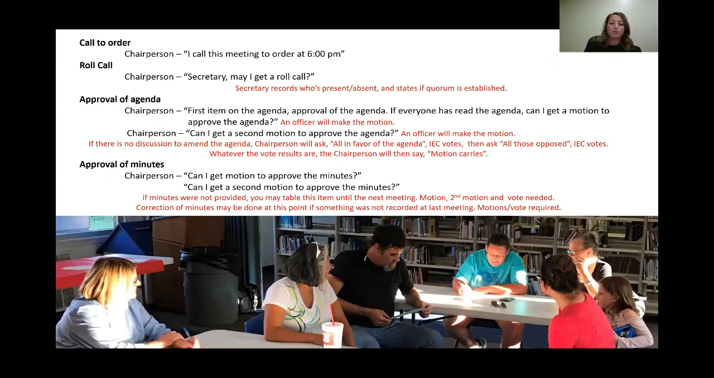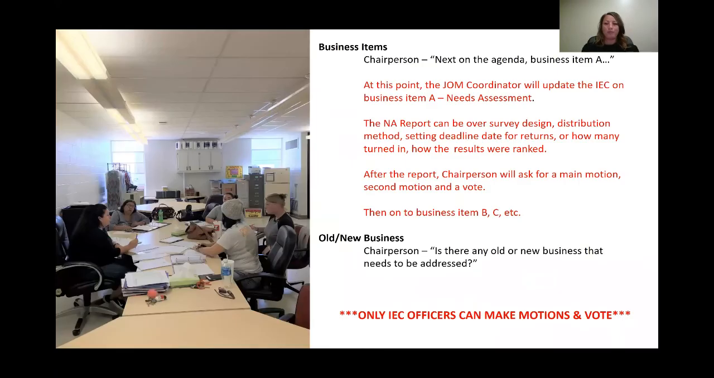The chairperson will then follow the agenda and say, first item on the agenda is approval of the agenda. If everyone has read the agenda, can I get a motion for approval? An officer will then make a motion. The chairperson will then ask, can I get a second motion to approve the agenda? An officer will then make a second motion. Let me go back.